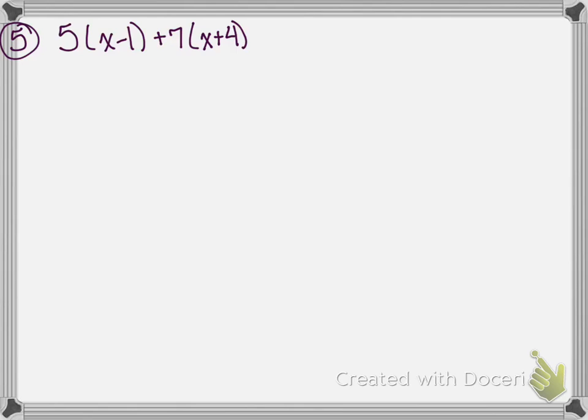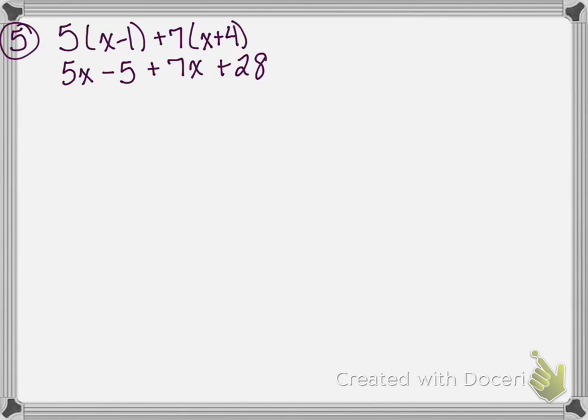The reason that we have to distribute is because x minus 1, we can't combine those. We can't combine x minus 1. So we have to distribute that 5. So I end up with 5x minus 5. You've got to distribute it to both. Then I end up with 7x plus 28.